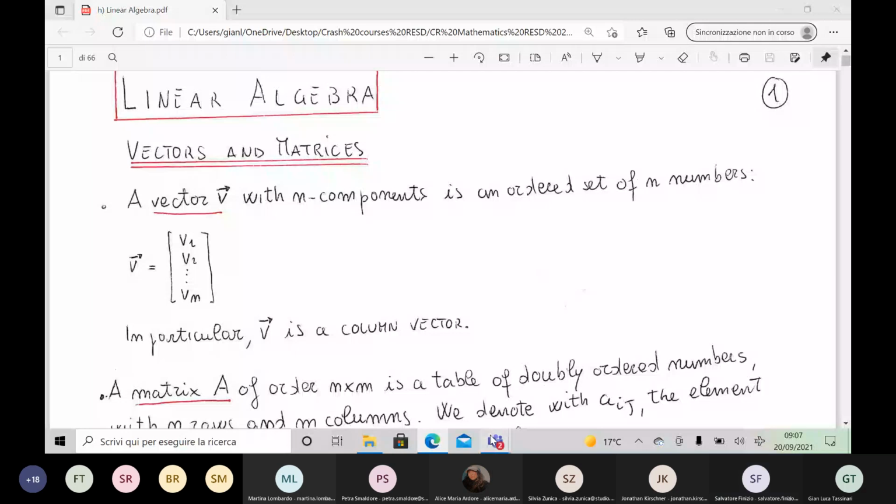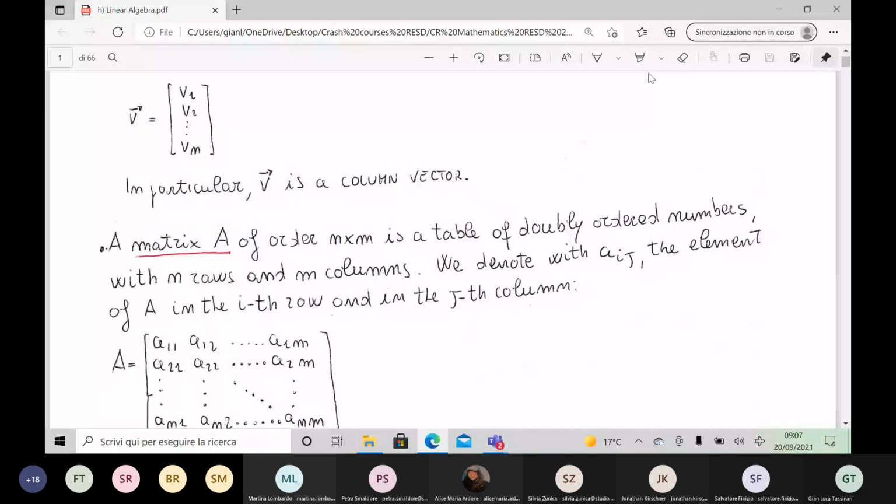So this is a column vector. In particular, this is a column vector. Or if you want, you can write below it that the dimension of the vector is n times 1. You can write it below this V to say that you have n rows and 1 column. So this is a vector of dimension n times 1. This is a column vector.